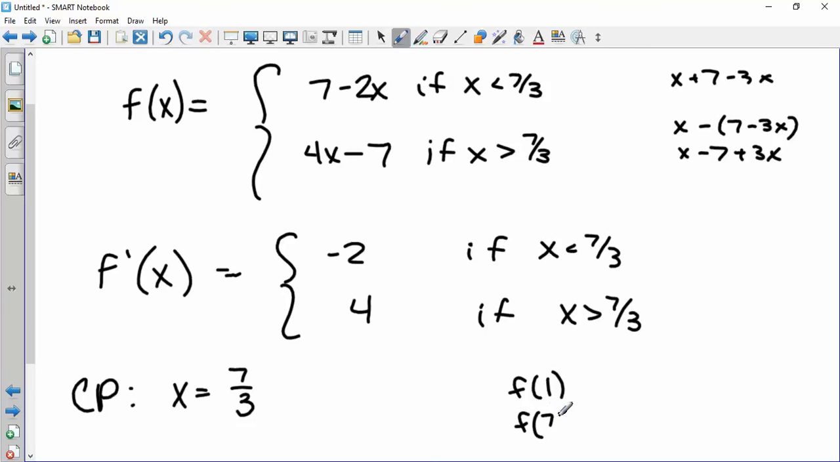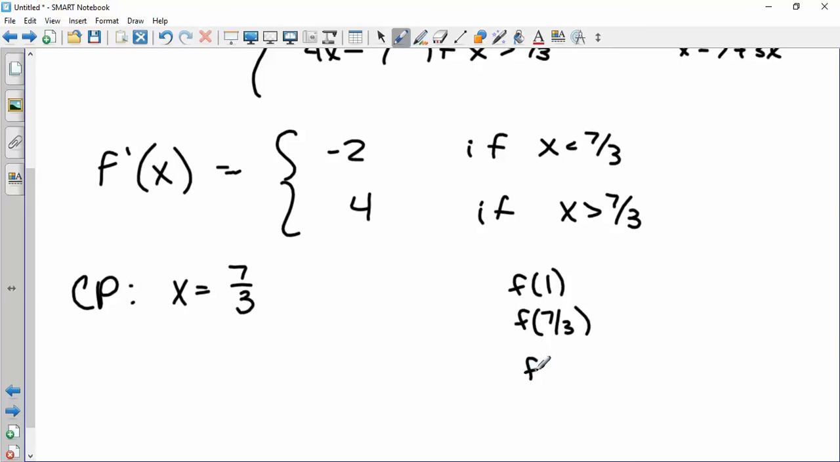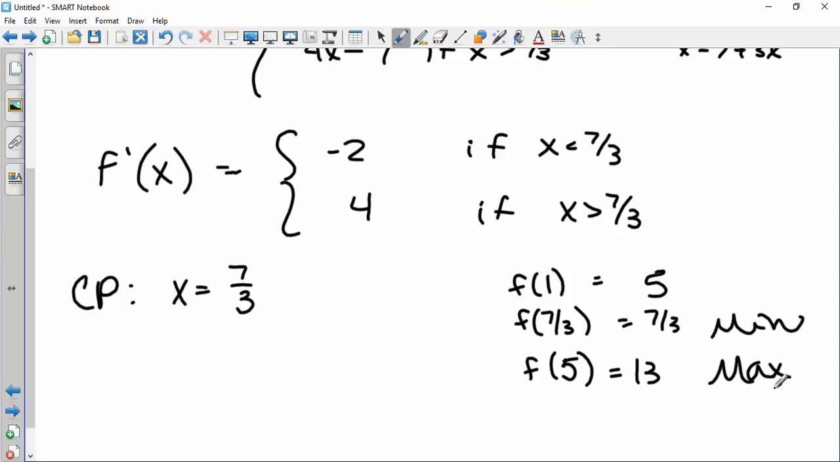So then to find our max and min, we have to check the endpoints as well as that critical point. So if you put in a 1, you get 5, 7/3 gives you 7/3, and 5 gives you 13. So this is our max.